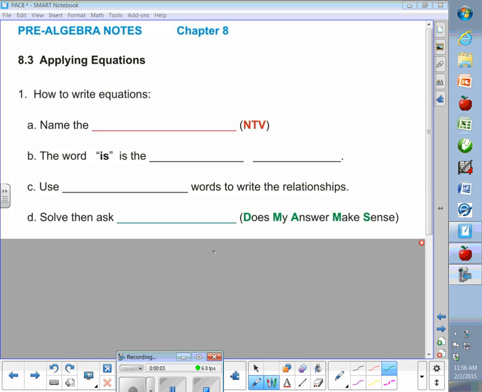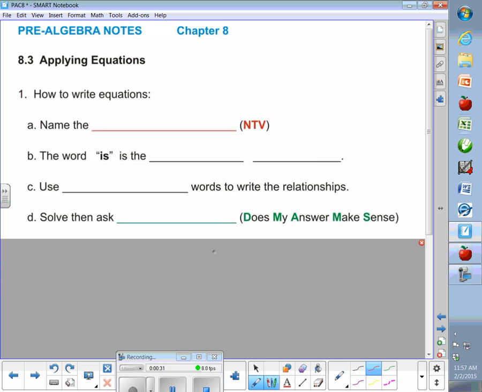All right, this is 8.3, applying equations. Often we get to applications with word problems, and that's the situation here. We're going to deal with some word problems, and first off, some things that we already know, just to remind ourselves. We're going to need to write equations. How are we going to do that?